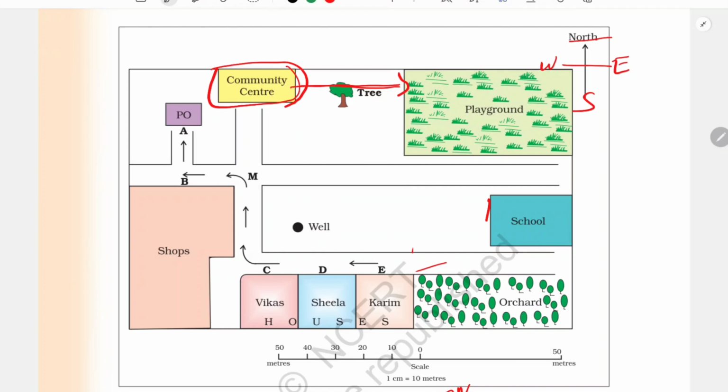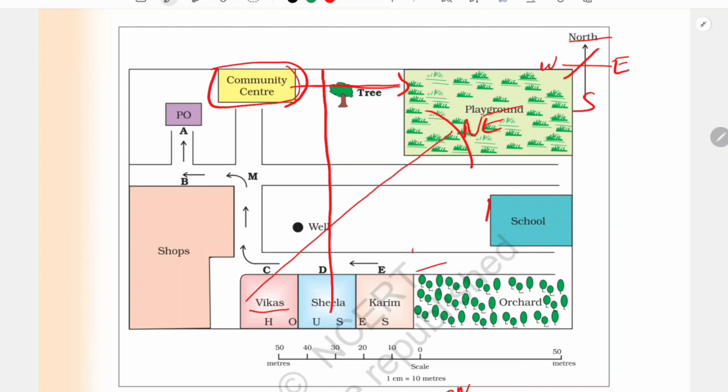And they have asked us to see playground from Vikas house. So this is Vikas here, Vikas house is here. Then what will happen? See, you can just draw like this. Then this line will come in the northeast direction, isn't it? This is the north and this is in the middle of northeast. So this will be the northeast direction, isn't it?